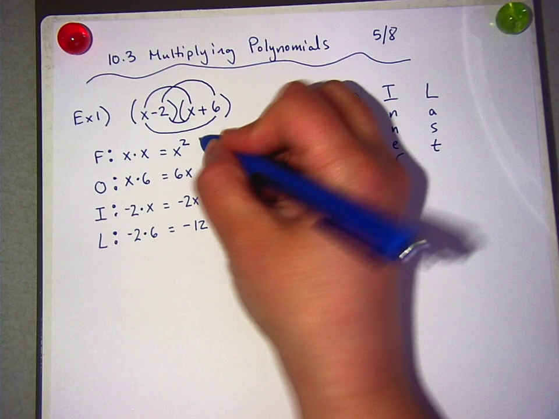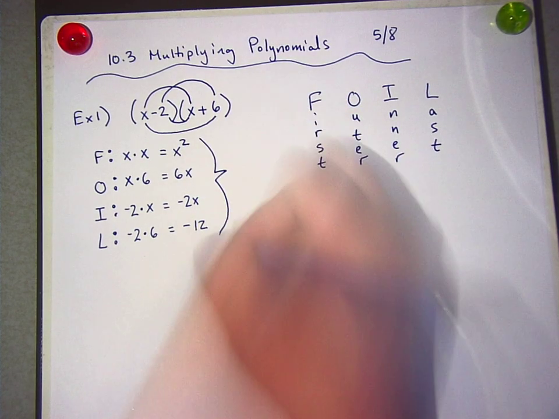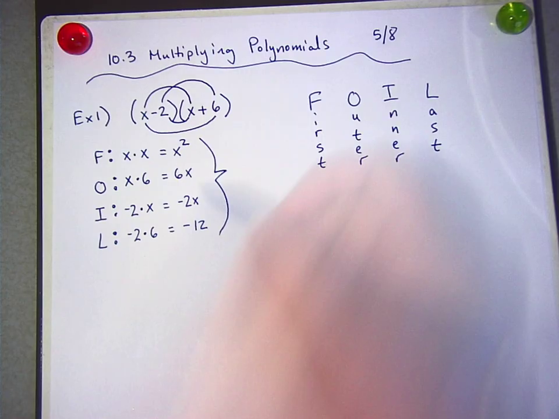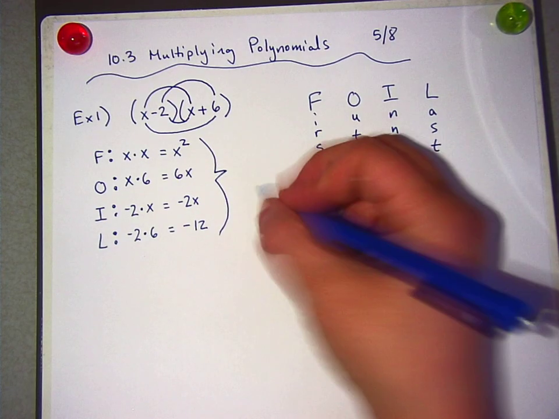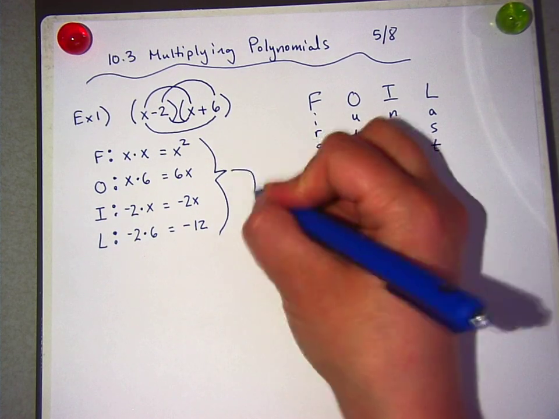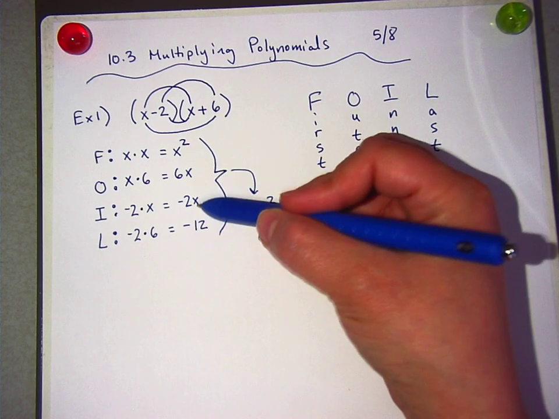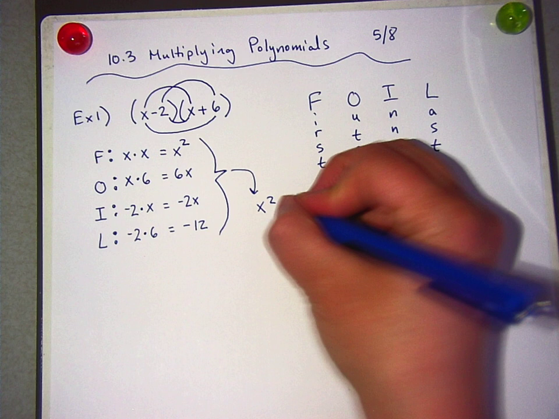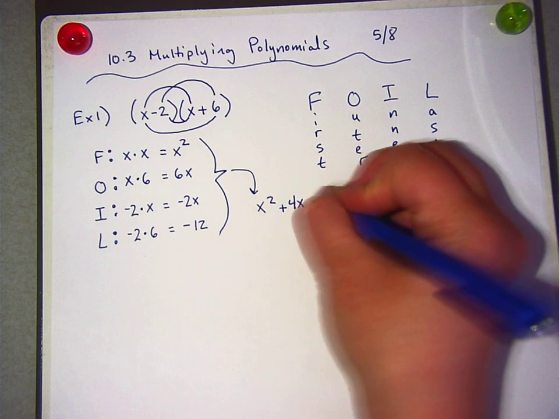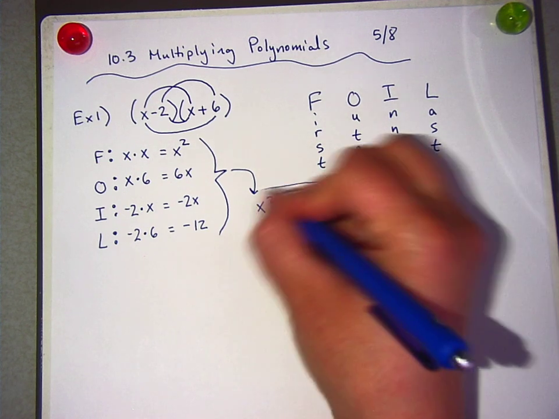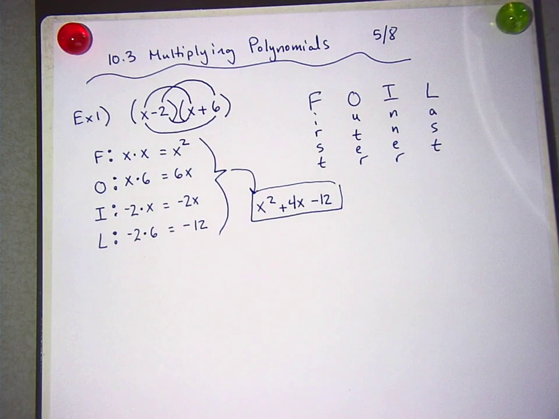And for my final answer, I'm going to take these 4 things and combine them. Only one of them is an x squared, so I'm just going to leave that as x squared. Do you see how the 6x and the negative 2x can be put together? And those make 4x minus 12, and I can't combine it anymore because one has an x squared, one has an x, one has just a regular number.